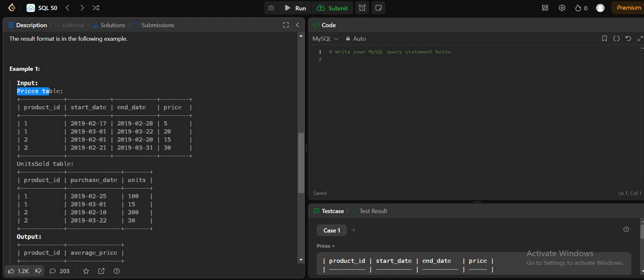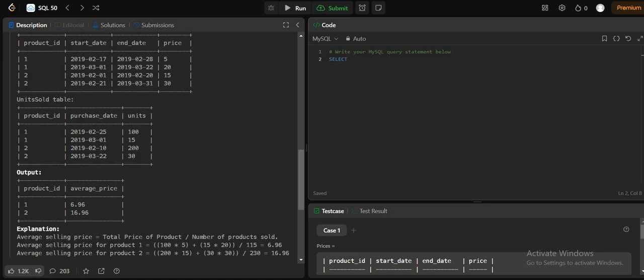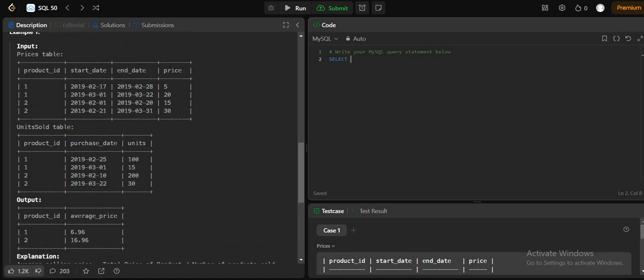Okay, so let's start with the query, then it will be clear. We have to select the product ID. So we will select the product ID from our prices table.